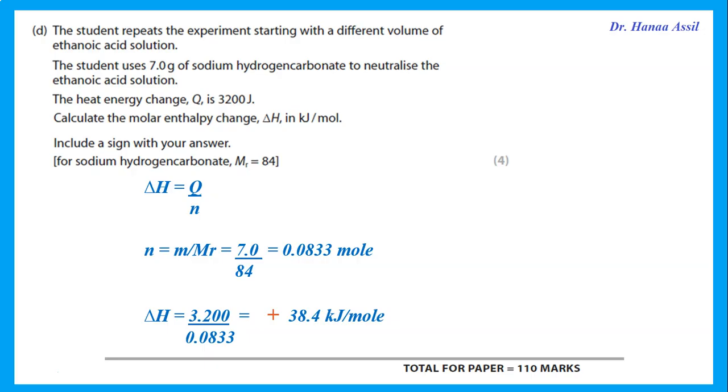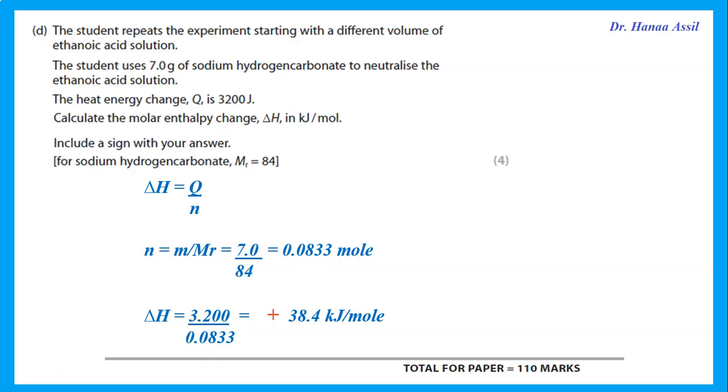Remember, the Q is in joules, and we want the delta H to be in kilojoules, so we divided by 1000. So the Q is 3.2 over the number of moles, and we got a value for delta H in kilojoules per mole. Remember, you must have a sign for delta H.